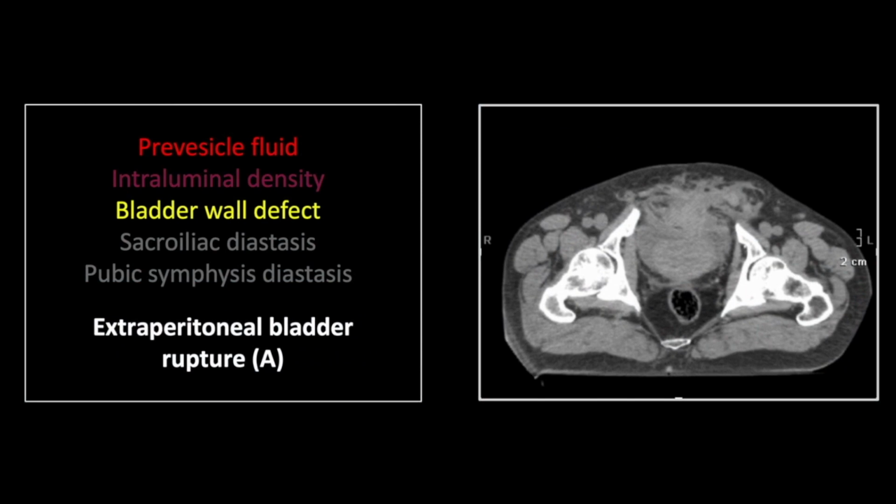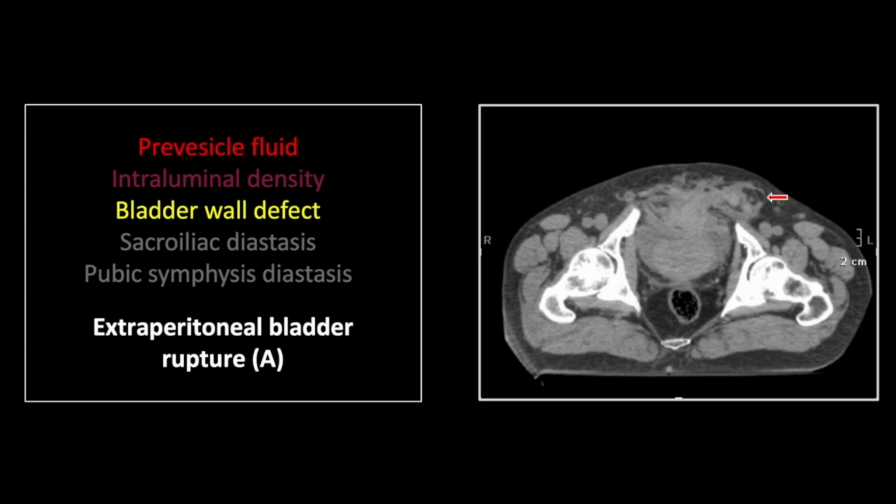Our next case is an extraperitoneal bladder rupture. Interestingly, both extraperitoneal bladder ruptures I'll be showing are demonstrated without the aid of intravesical contrast. Obviously, if you do suspect a bladder injury or see any of the ancillary findings that I'll be demonstrating, you should ask for intravesical contrast.